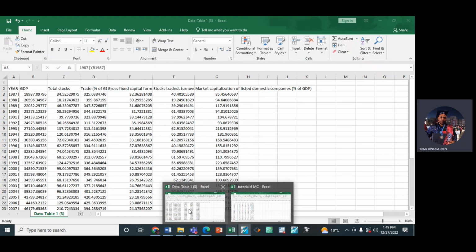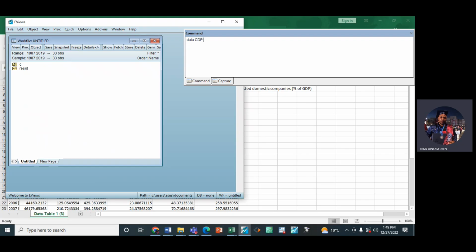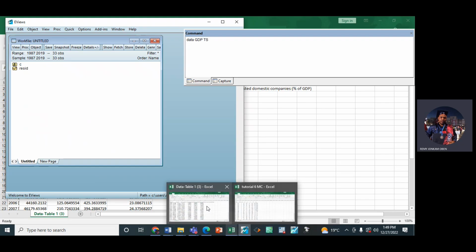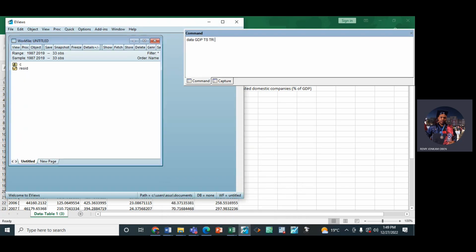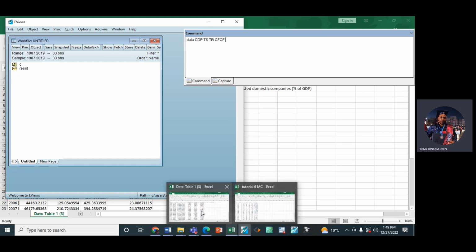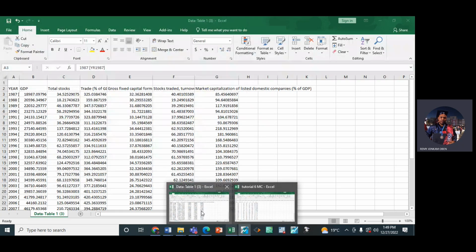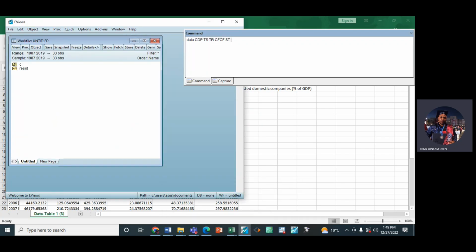What's the data? GDP, total stocks, trade, output CRO, gross fixed capital formation. Stocks traded, market cap, so I'll put ST, then MC.